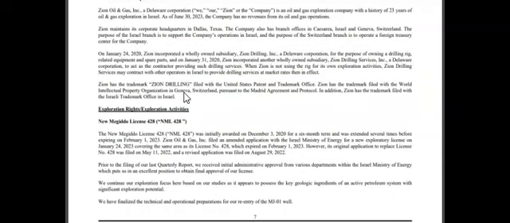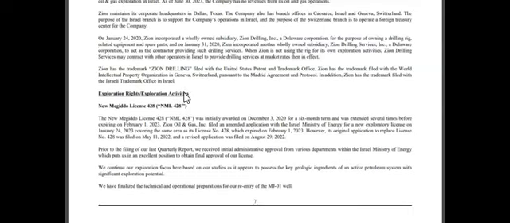On January 24, 2020, Zion incorporated a wholly owned subsidiary, Zion Drilling, a Delaware corporation, for the purpose of owning a drilling rig, related equipment and spare parts. And on January 31st, 2020, Zion incorporated another wholly owned subsidiary, Zion Drilling Services, to act as a contractor providing such drilling services when Zion is not using the rig for its own exploration activities. Zion Drilling Services may contract with other operators in Israel to provide drilling services at market rates.